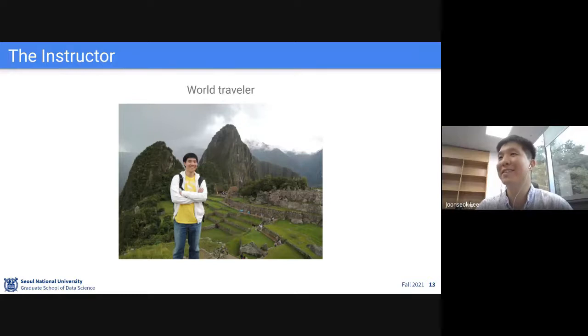Peru, yeah. This is called Machu Picchu. It's in Peru, nearby the city Cusco, which was the capital of the Incan Empire. So I dreamed to go there, and this was actually my third or fourth year of my PhD.